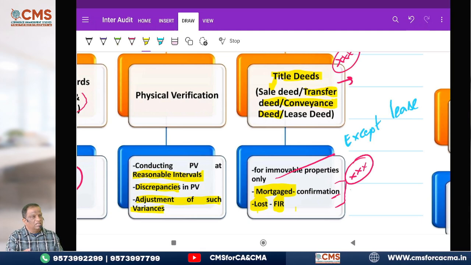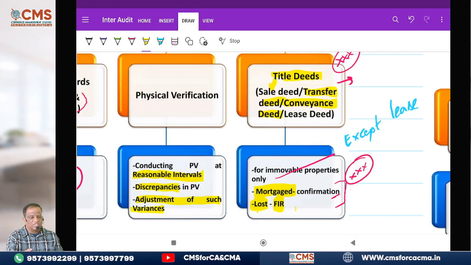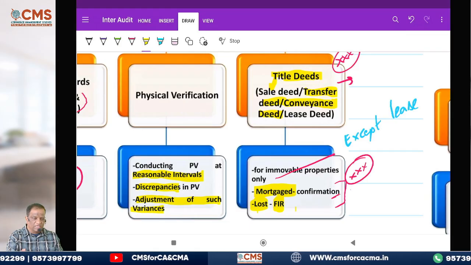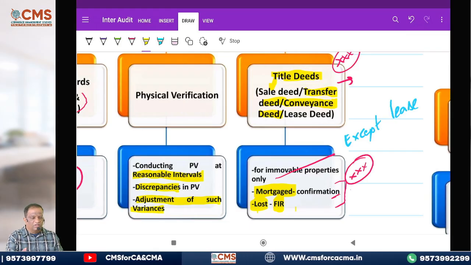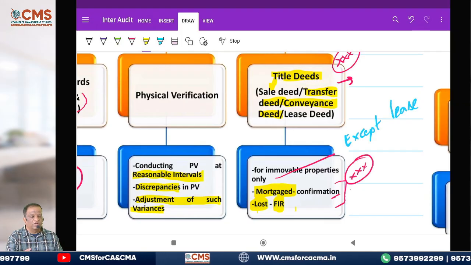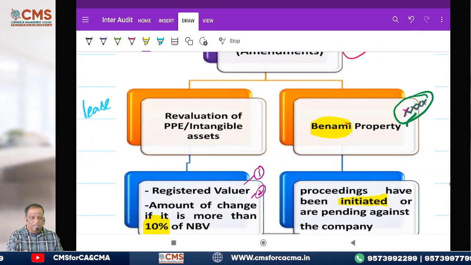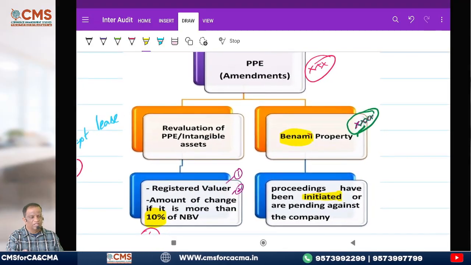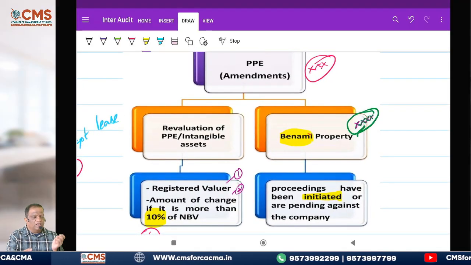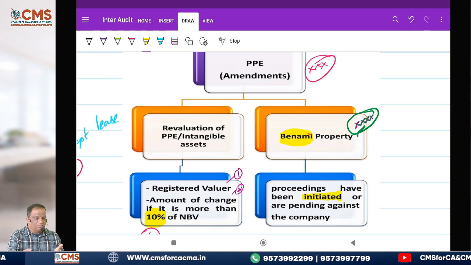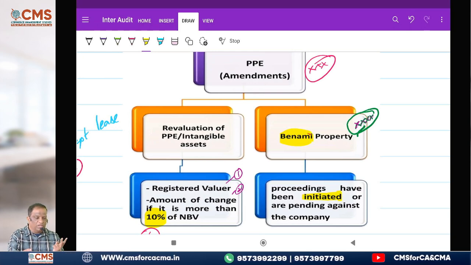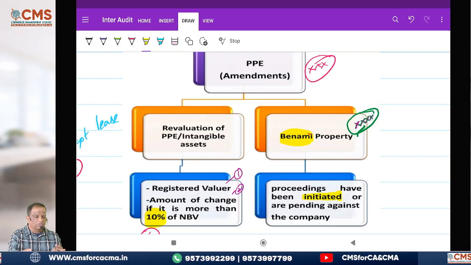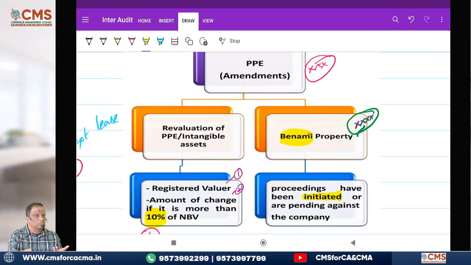But these title deeds, the auditor needs to verify for its availability only for immovable properties, that too except the leased premises. Other than that, for movable assets and leased assets, the auditor need not look at the title deeds. And the next 2 points, which are amended, particularly in CARO 2020, that is revaluation of PPE or intangible. Has it happened? And in case it has happened, 2 points. Is it done by a registered valuer? And what is the amount of change? So if it is more than 10% of it, a disclosure is required.